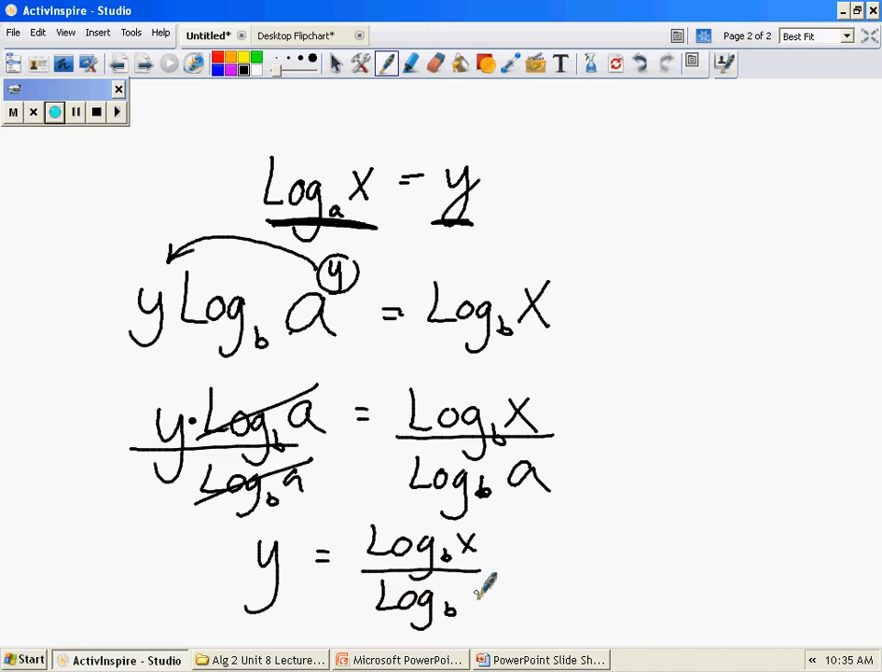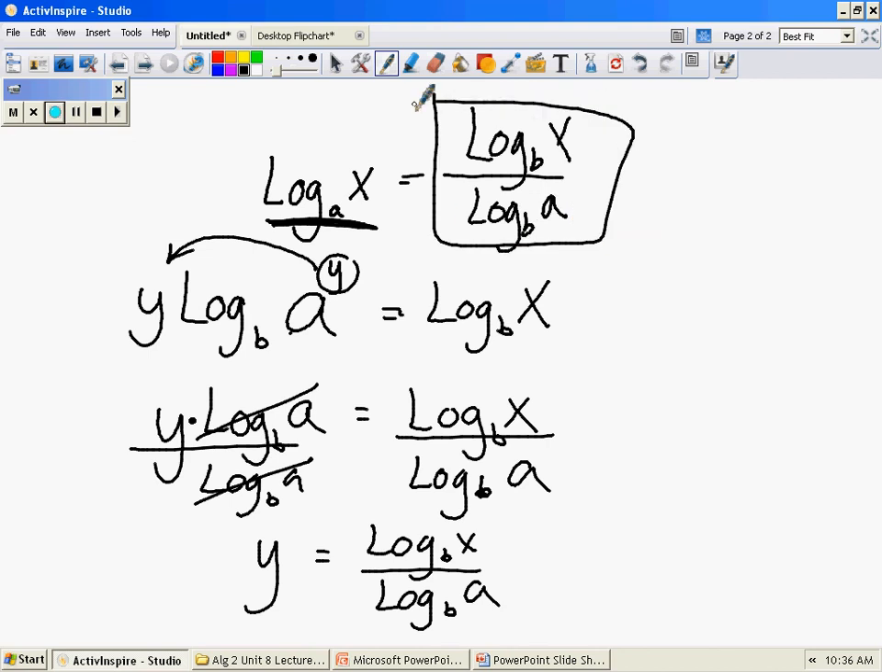So since y equals log base b of x over log base b of a, I can just replace my y up here with that value. And there's your change of base formula. This is the formula. So now these two sides are equal to each other, right? But this one has a base what? This one has base b. So I successfully changed the base to what I wanted.